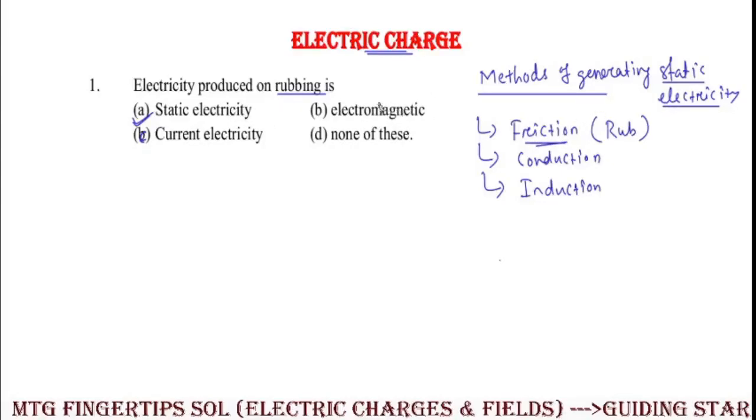Electromagnetic involves magnetism, but the question is about the electricity part, so that will not be the correct option. In current electricity, charges will be in motion, that means charges are not at rest. And none of these is not correct. So finally option A will be the correct one.